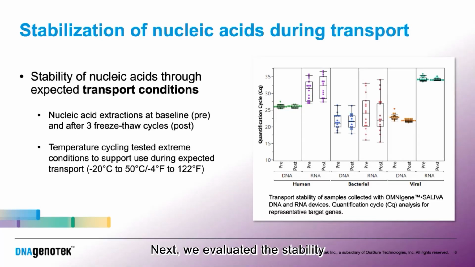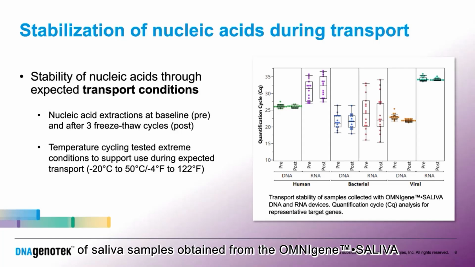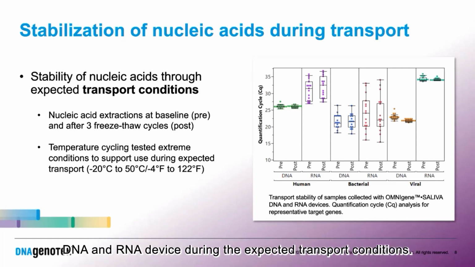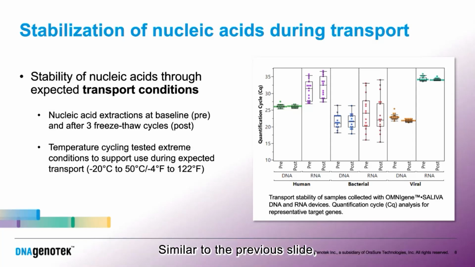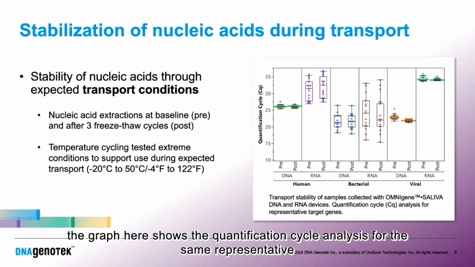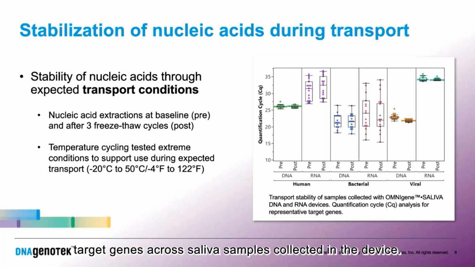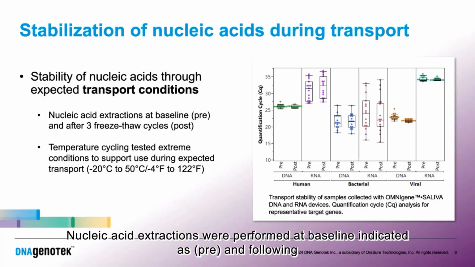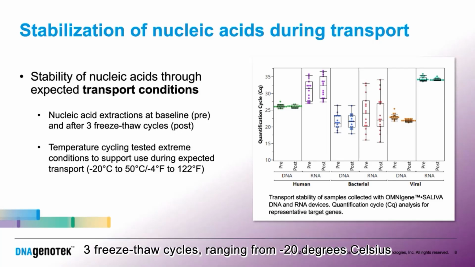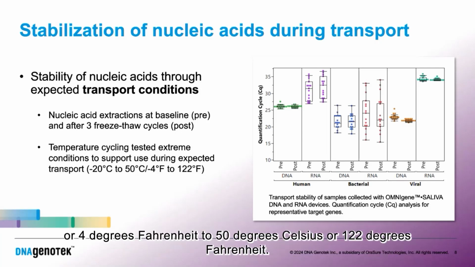Next, we evaluated the stability of saliva samples obtained from the OMNIgene Saliva DNA and RNA device during expected transport conditions. Similar to the previous slide, the graph here shows the quantification cycle analysis for the same representative target genes across saliva samples collected in the device. Nucleic acid extractions were performed at baseline, indicated as pre, and following 3 freeze-thaw cycles, ranging from -20 degrees Celsius or 4 degrees Fahrenheit to 50 degrees Celsius or 122 degrees Fahrenheit.